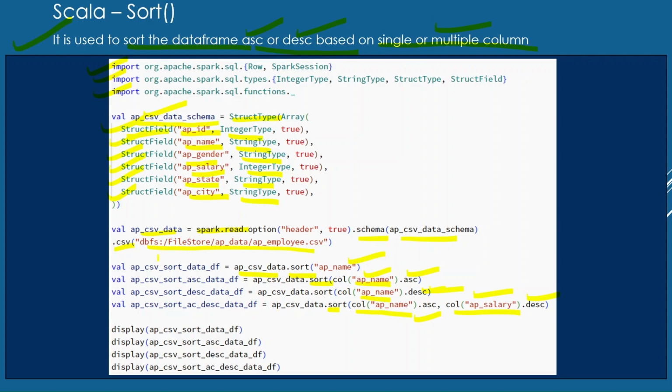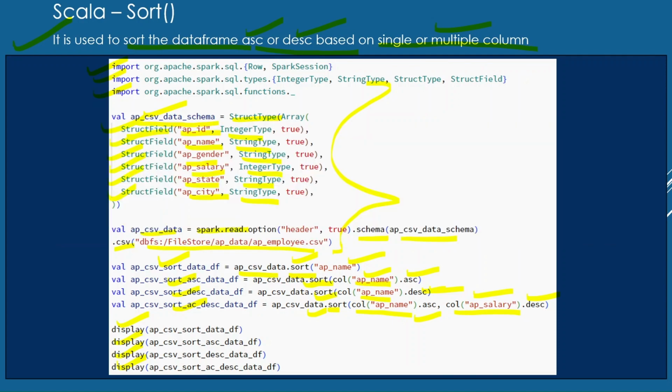Once this data frame gets created, I am displaying it with the help of the display function. We have done the creation of a data frame by reading a CSV file multiple times in this video series, so I am not going to write these codes. I will copy them from one of my previous exercises and show you how the sort function works in Scala.